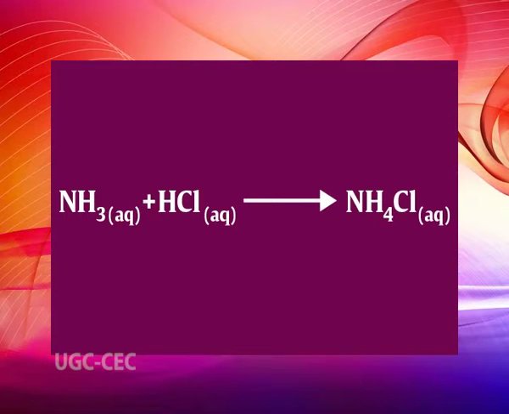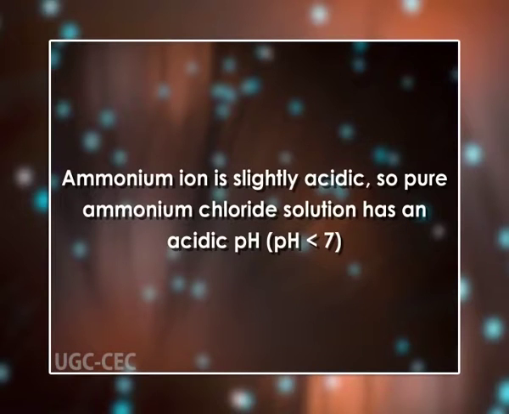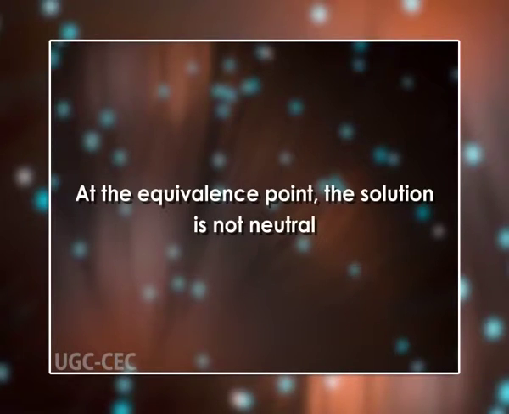But that isn't necessarily true of all the salts that might get formed. For example, if we titrate ammonia solution with hydrochloric acid, we would get ammonium chloride formed. The ammonium ion is slightly acidic, and so pure ammonium chloride solution has an acidic pH. That's a pH lesser than 7. That means at the equivalence point where we had mixed the solution in the correct proportions according to the equation, the solution wouldn't actually be neutral. To use the term neutral point in this context would be misleading.